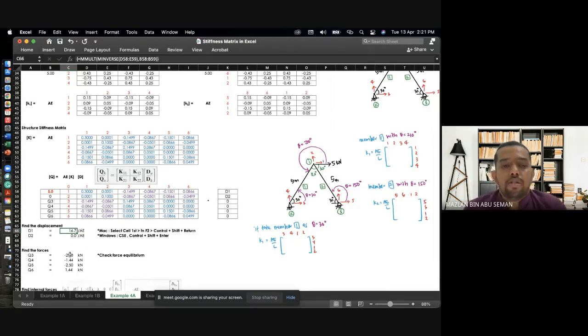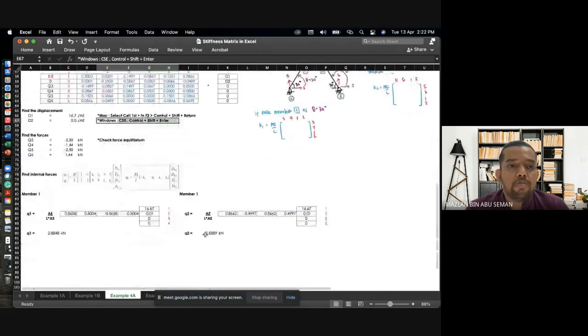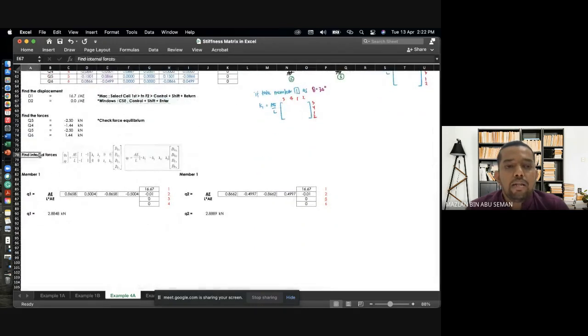When you get the answer for displacement, you need another formula to calculate how to find Q. All right. If you are using Windows, later on you will learn how to use Ctrl+Shift+Enter to array your matrix. So once you're done finding the displacement and forces, you need to calculate internal forces. For internal forces, you need to use this formula. Do it in Excel. You know how to put the formula. Then later on, you get the answer.